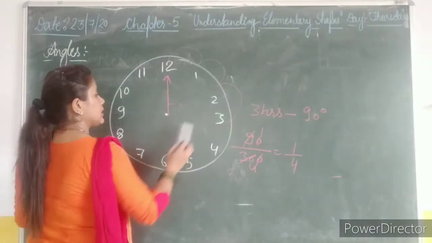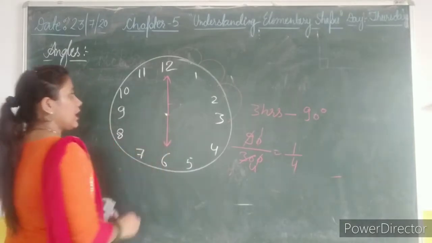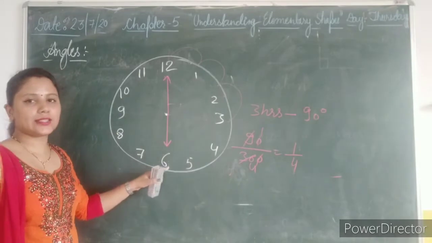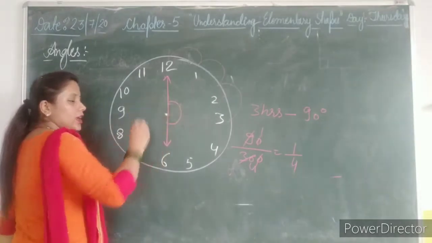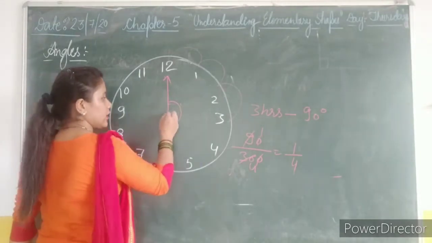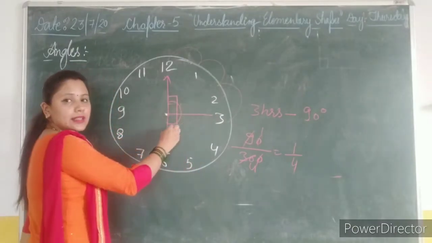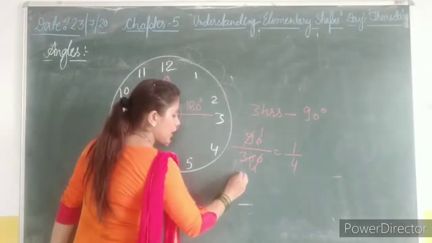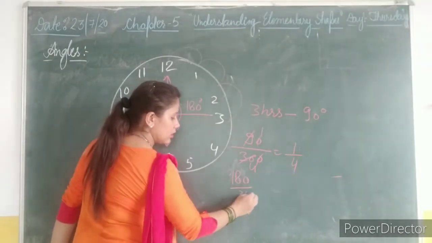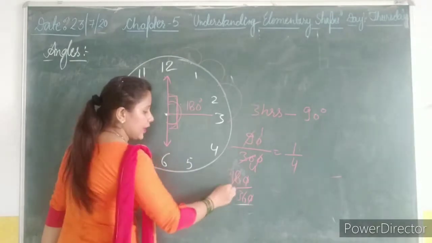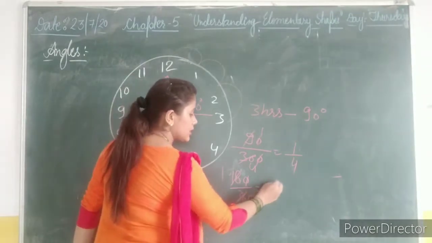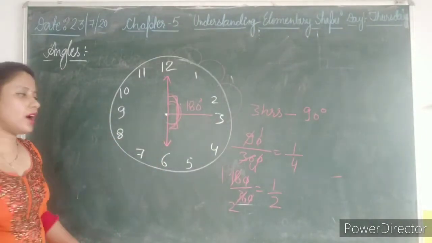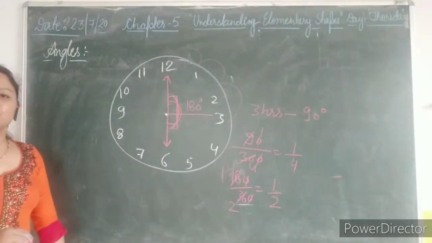Next angle is when your needle started from 12 and reached 6, it makes a 180 degree angle. Okay, 90 plus 90, so that is your 180 degree angle. And for 180 degree, the 0 0 cancel, 18 1 is 18, 18 2 is 36. That is 1/2. So 180 degree angle is a half part of a complete revolution.